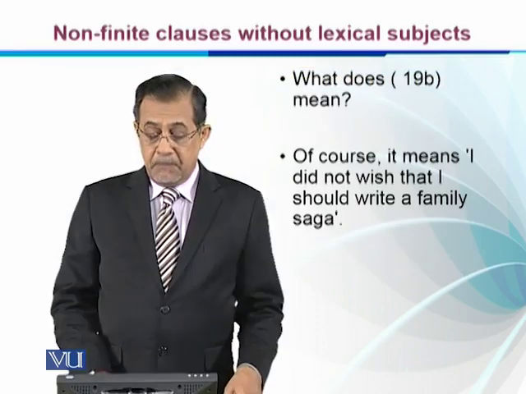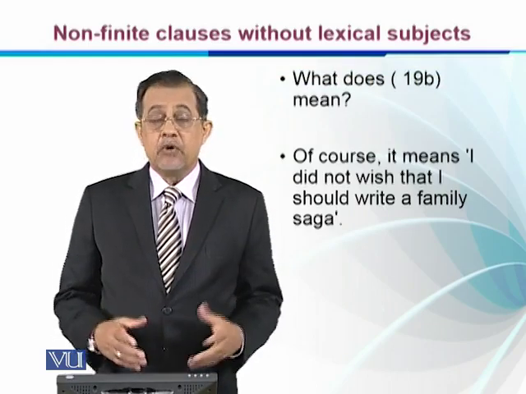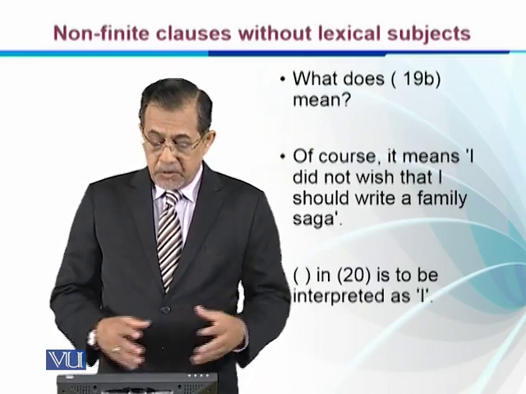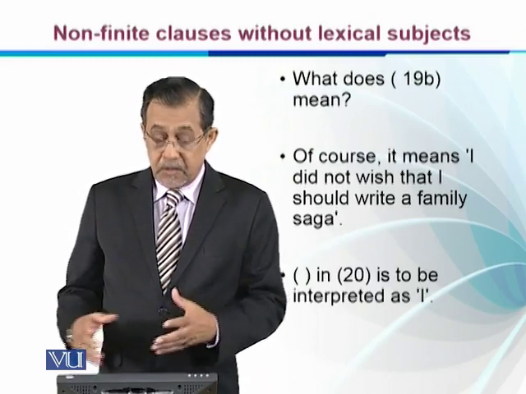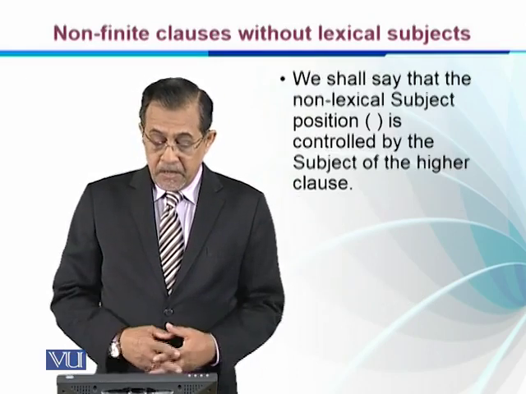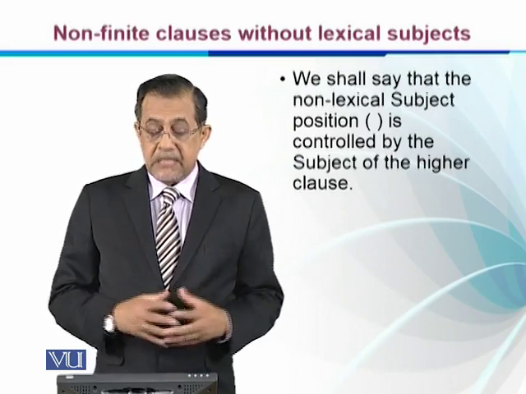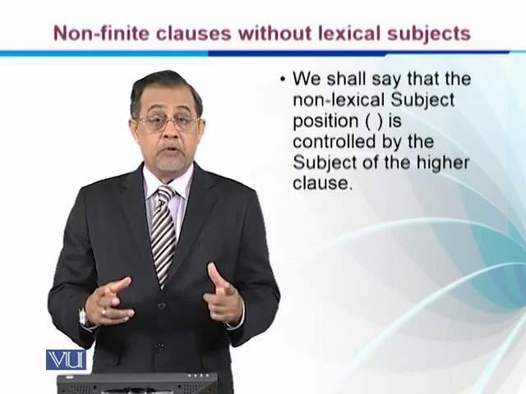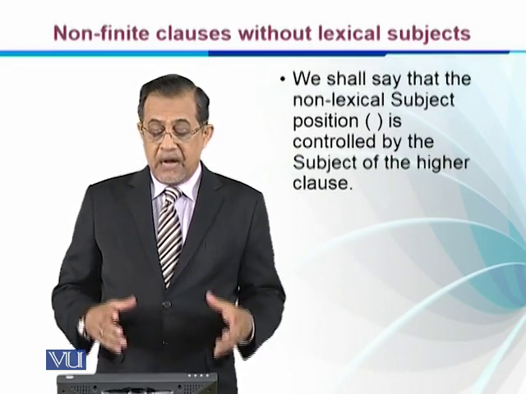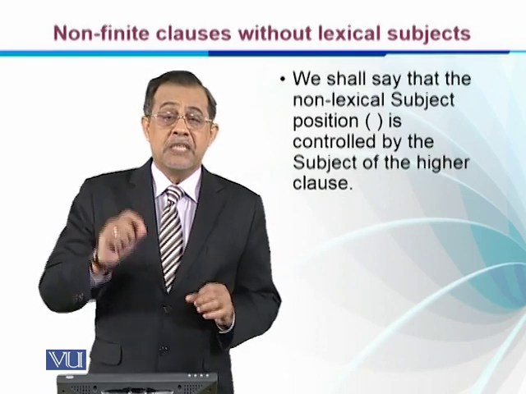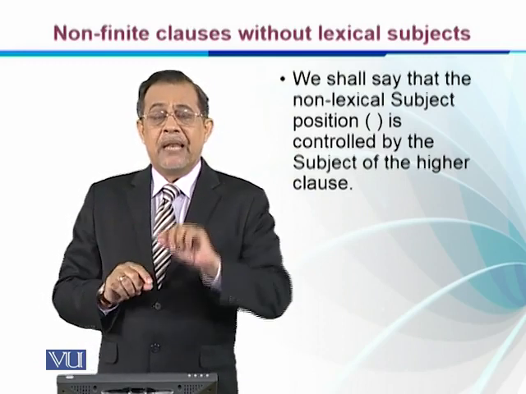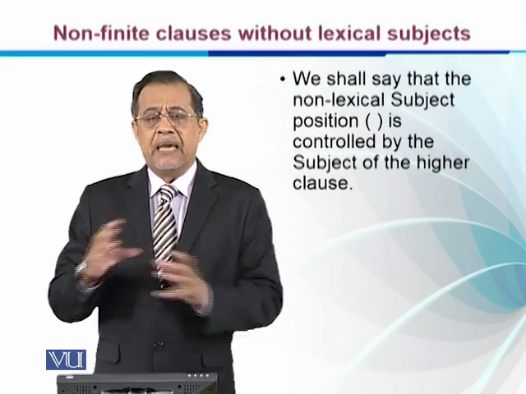What does 19b mean? Of course, it means I did not wish that I should write a family saga. In 20, the bracket is to be interpreted as I. We shall say that the non-lexical subject position shown by the round bracket is controlled by the subject of the higher clause. So this is the concept of control, right? That one element is being controlled by another element.